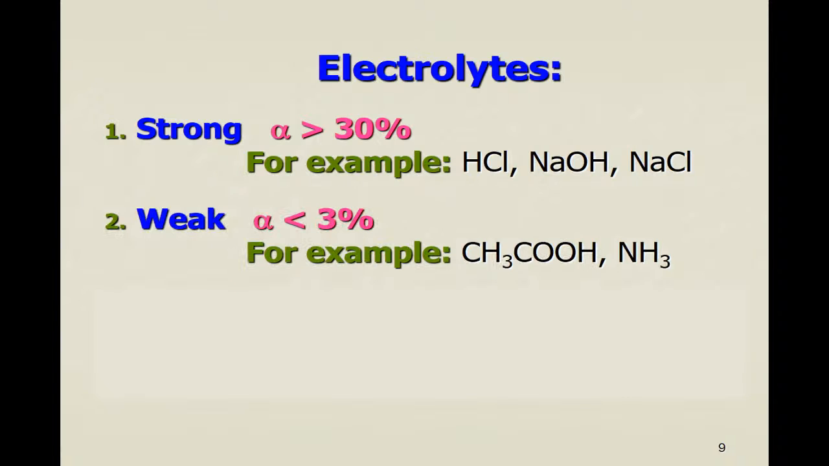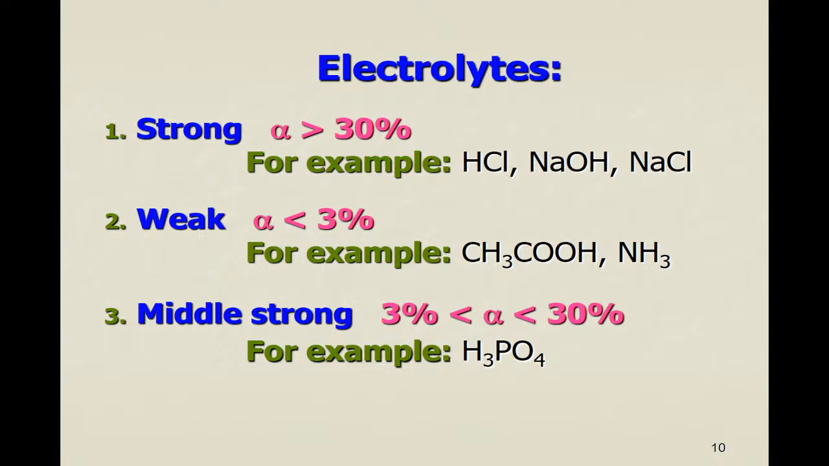Weak electrolytes have alpha less than 3%. As examples, we can take any weak acid like acetic, carbonic and others, and some weak bases. Of the soluble bases, you should know only ammonia solution or ammonium hydroxide, as it's sometimes named. Between these two values are medium-strength electrolytes, with alpha from 3 to 30%. As an example, phosphoric acid can be mentioned here. In its first step, it dissociates as a medium-strength electrolyte.